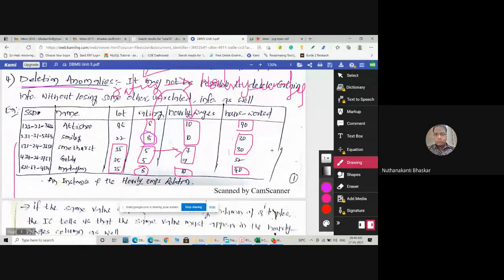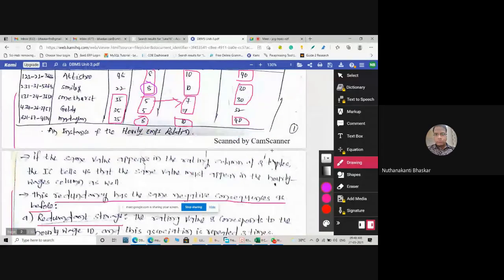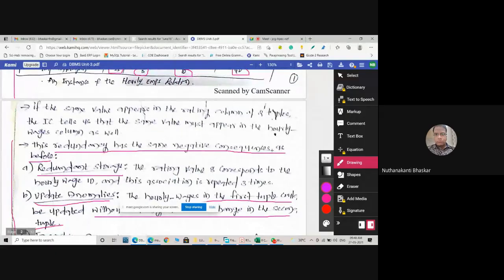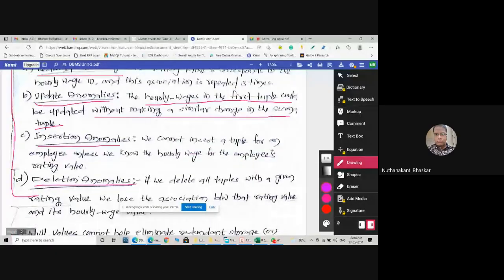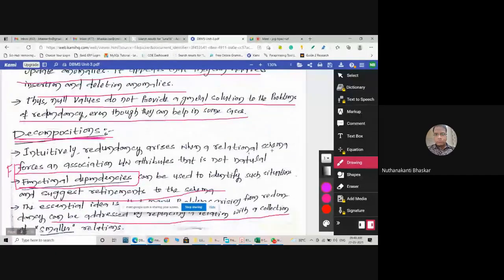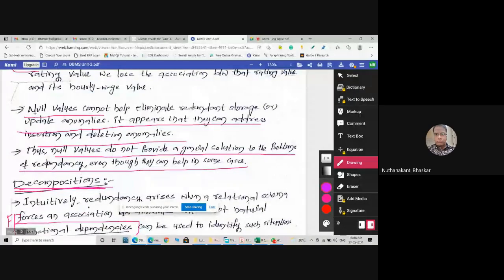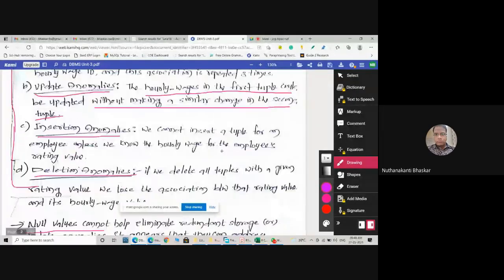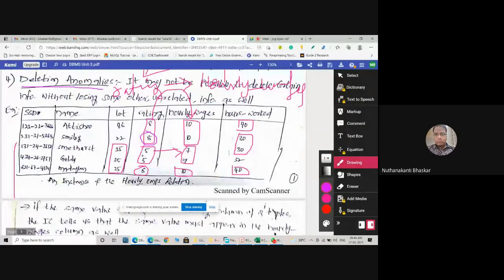Yes, sir. These are the redundancy problems, so we need to avoid this redundancy with the help of decomposing the relation. Even before decomposition, I told you one more point also: null values. Whenever we are using nulls, there is no chance of that redundancy. You don't say all the nulls are redundancy.